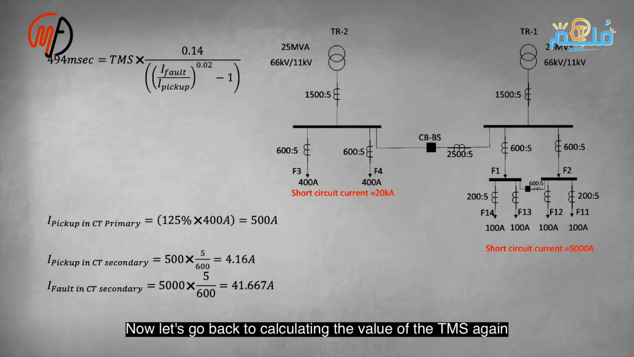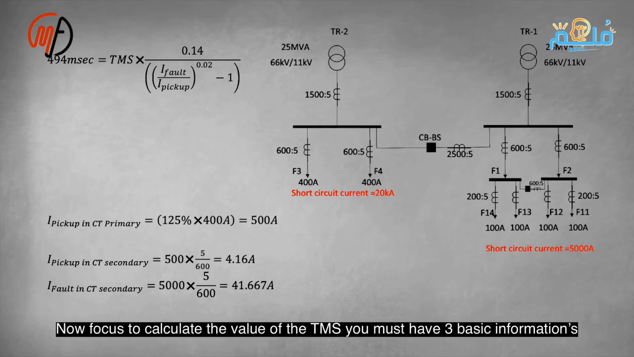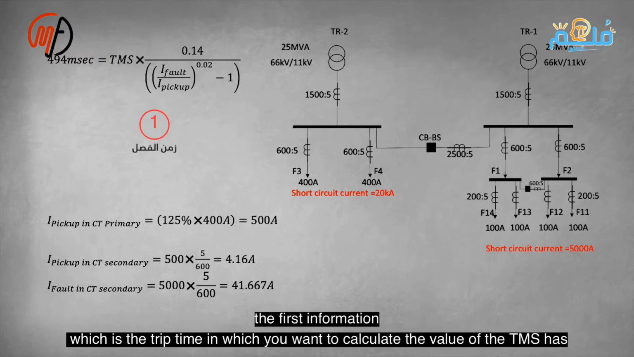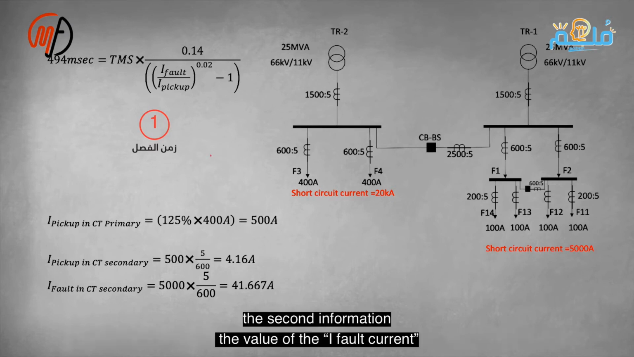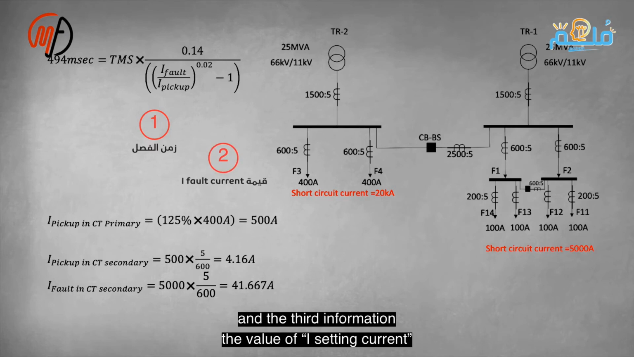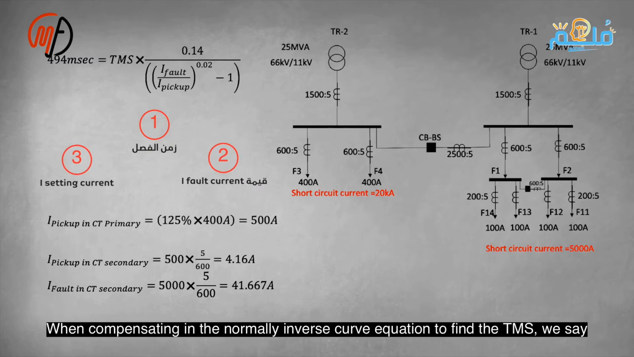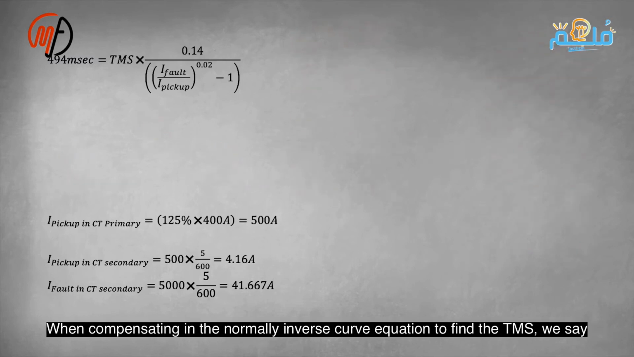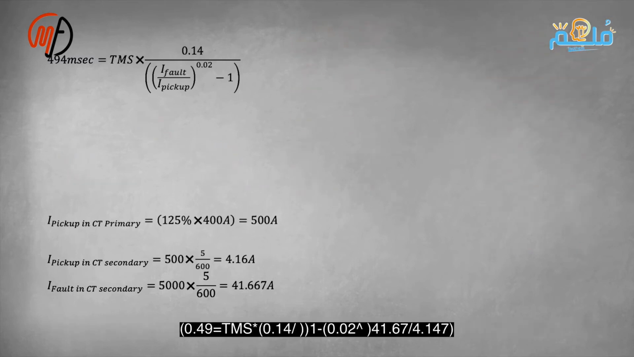Now let's go back to calculate the TMS value again. Focus with me. To calculate the TMS value, you need to have 3 basic pieces of information. The first piece is the trip time at which you want to calculate the TMS. To find TMS, equate 0.4 to TMS times 0.14 over 41.67 divided by 4.17, all raised to the power 0.02, minus 1.